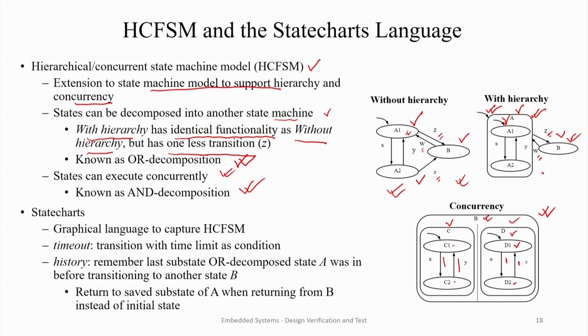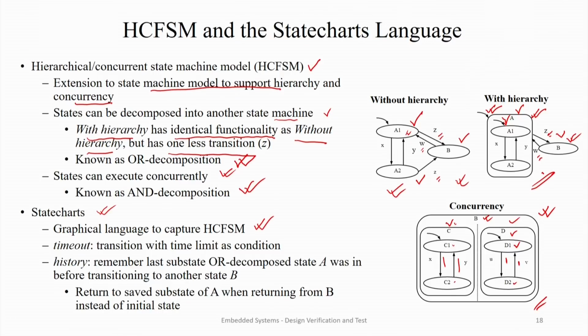And this represents concurrency, because C and D execute concurrently together. So, both C and D execute concurrently within state B, and because both of them are executing concurrently, we say this to be an AND decomposition. So, C and D execute together. A or B executes in this example, and C and D execute together. So, a language which actually represents such an HCFSM is statecharts. It is a graphical language to capture HCFSM.